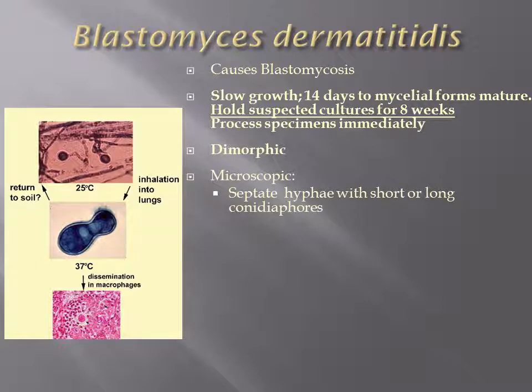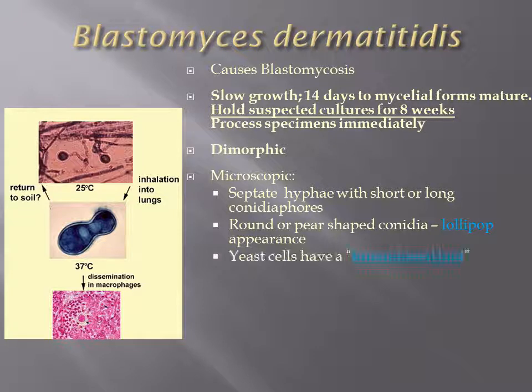Under the microscope, we see septate hyphae, long or short conidiophores, round or pear-shaped conidia, and lollipop is something you want to associate with Blastomyces. And this is a very good picture showing us what they're referring to when they talk about these lollipop conidia.